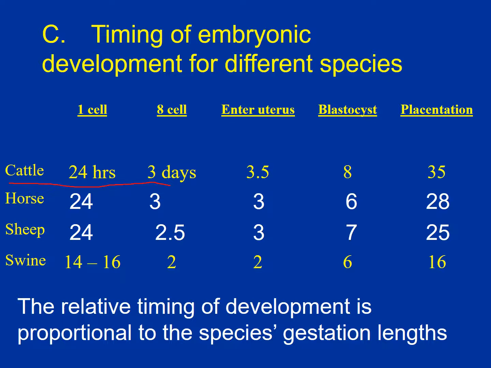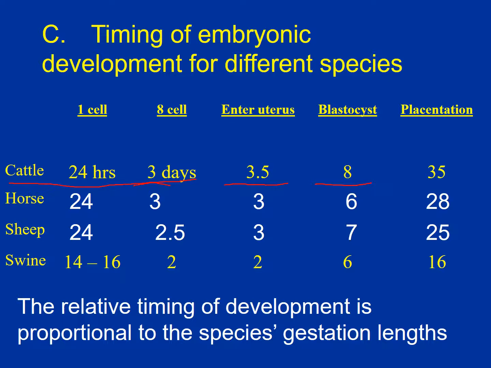After 24 hours, we go from 1 cell to 2 cells. At 3 days, we're at 8 cells. The embryo is in the oviduct and comes down into the uterus at about 3.5 days after fertilization. At 8 days, we're at the blastocyst stage. At 2 weeks we get elongation.